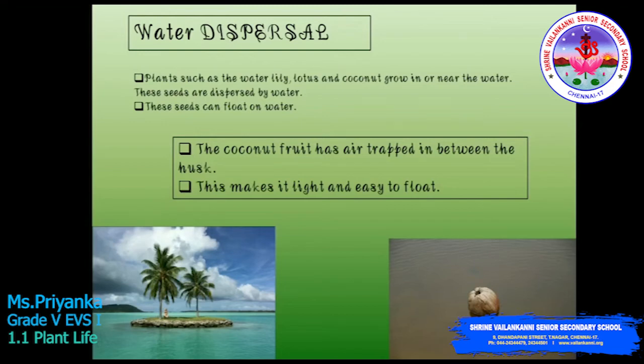So, what is a husk? Husk is nothing but the dry outer covering of the fruit. This makes it light and easy to float. Water carries these fruits and seeds to far off places.